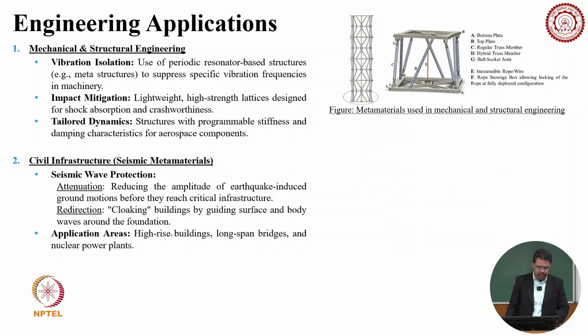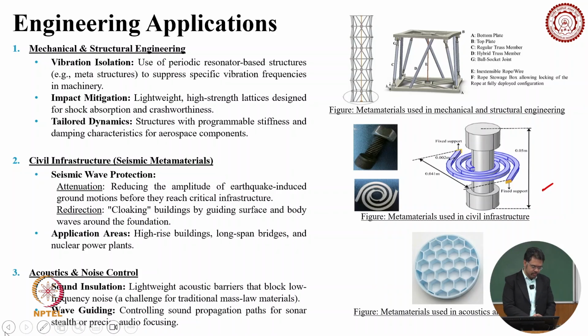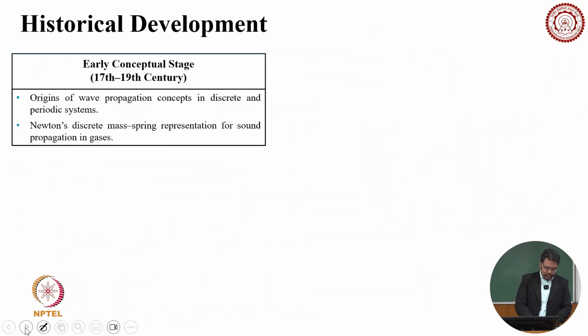Then on the civil or infrastructure side, like seismic protection, seismic wave attenuation, that is reducing the amplitude of earthquake induced ground motion before it reaches the critical infrastructure. Redirection, the cloaking of buildings by guiding the surface waves and body waves. Application areas: high-rise buildings, long-span bridges, nuclear power plants, etc. People can use this type of structure. Good. So now, historical development.